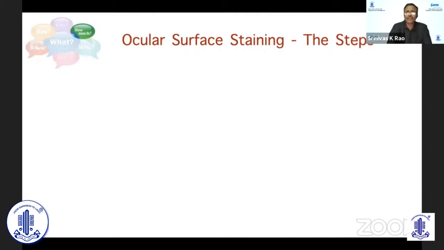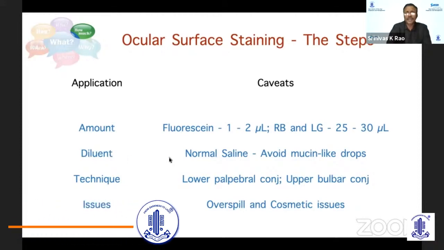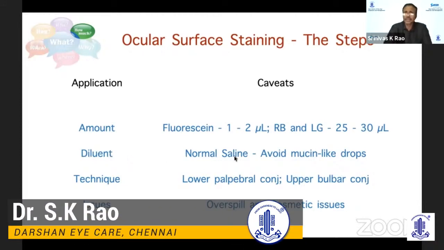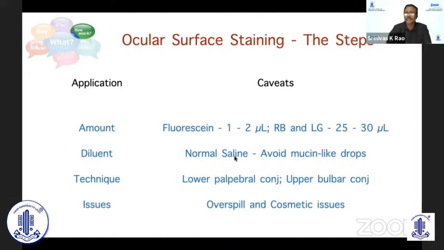How much of this dye do we use? Again, Professor Yokoi mentioned it. For fluorescein, we want a very small amount of 1 to 2 microliters. You can be more generous with the other two and use about 25 to 30 microliters. I'll explain why in the next slide. It's also important to pay attention to the diluent. Ideally, it should be normal saline, which often is not available in your clinic. But what you should not use is a tear substitute which contains CMC, because that acts like the mucin, coats the surface of the cell, and subtle findings can be lost.